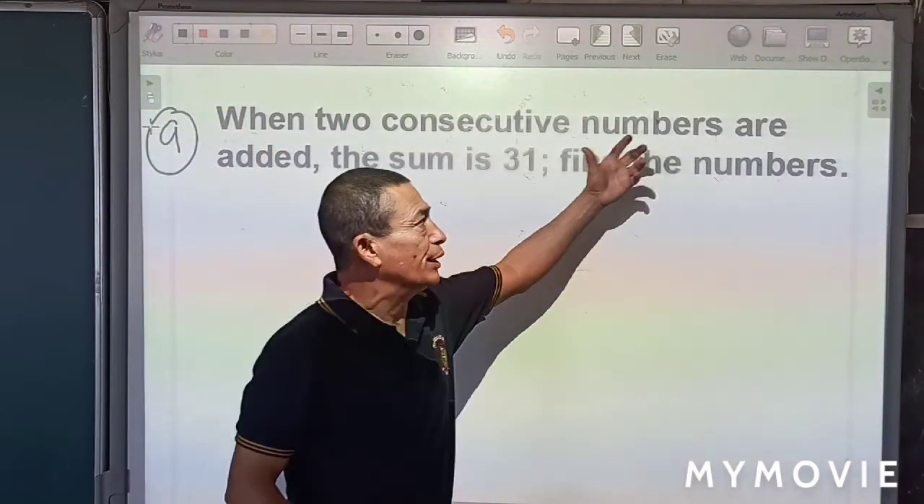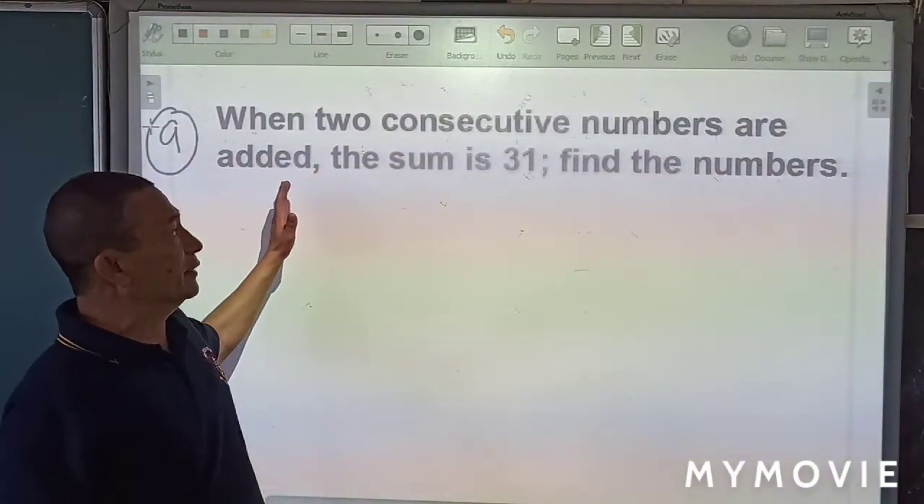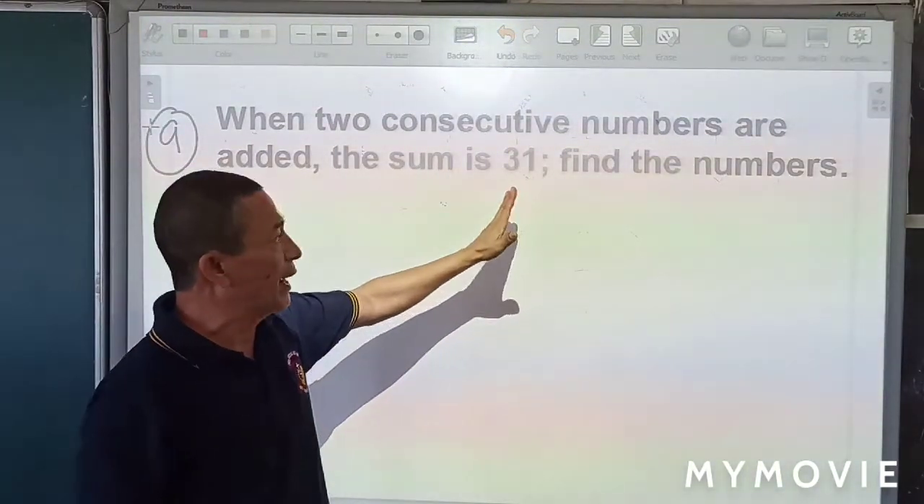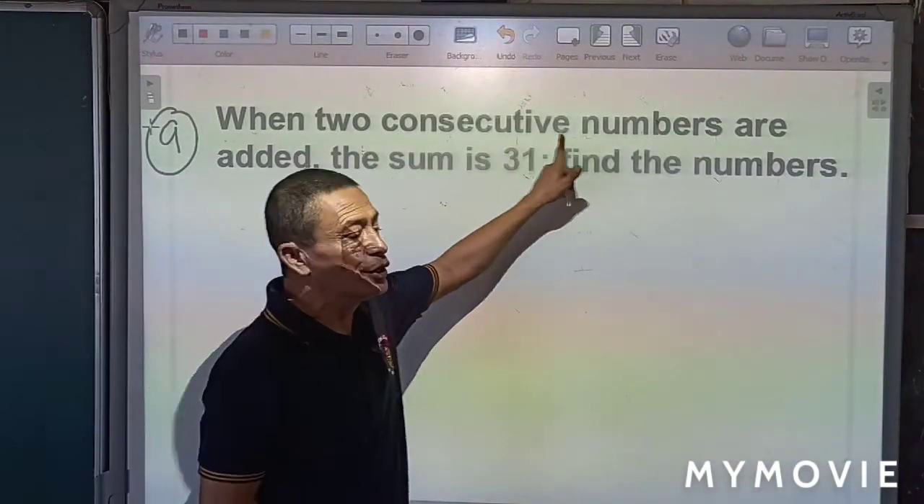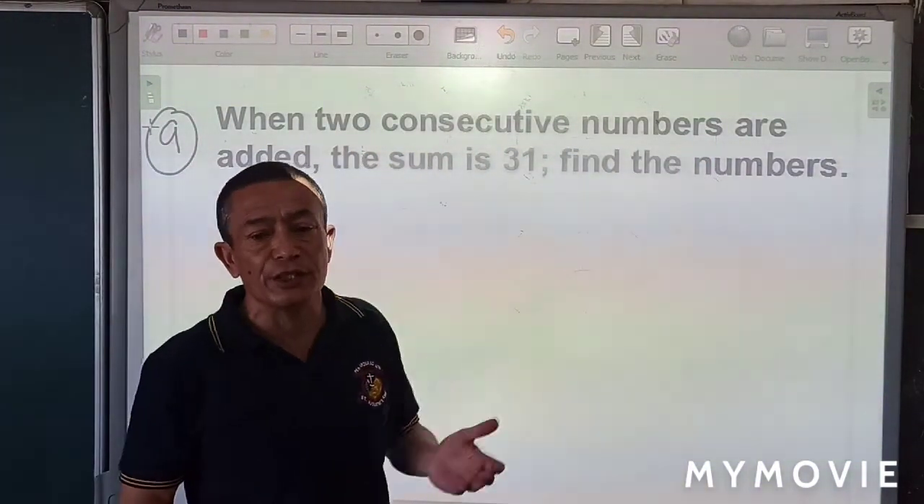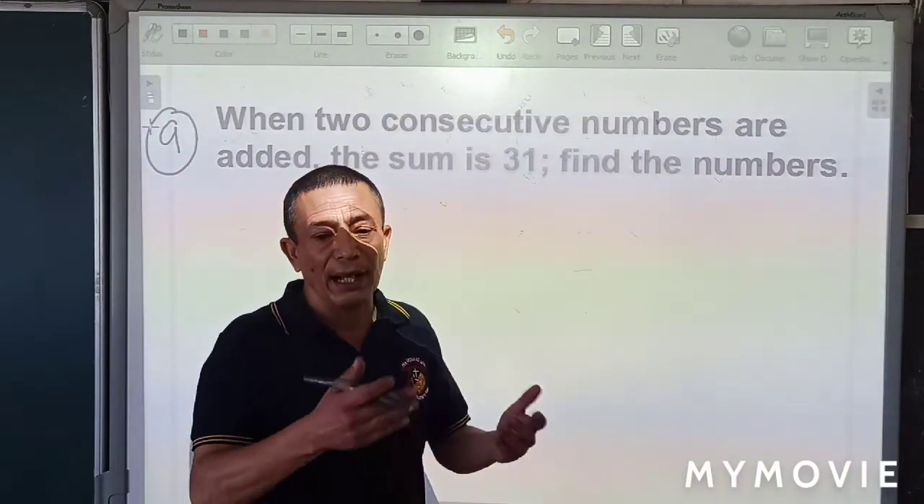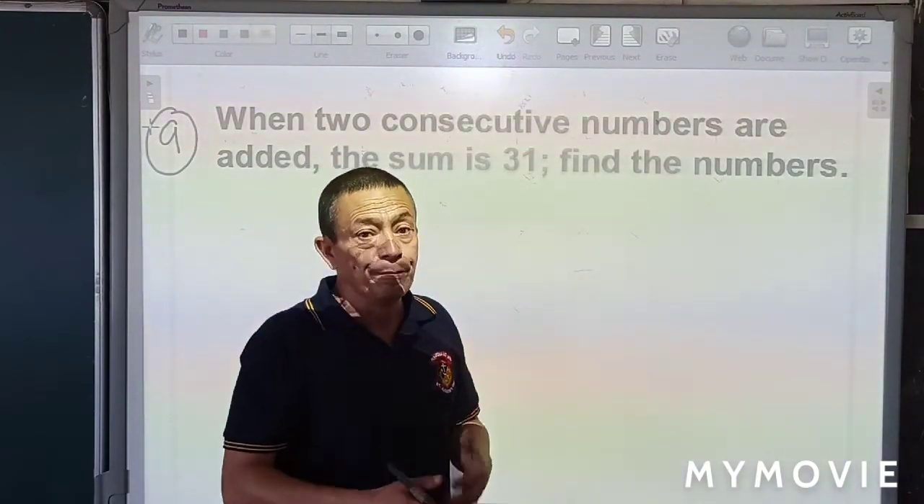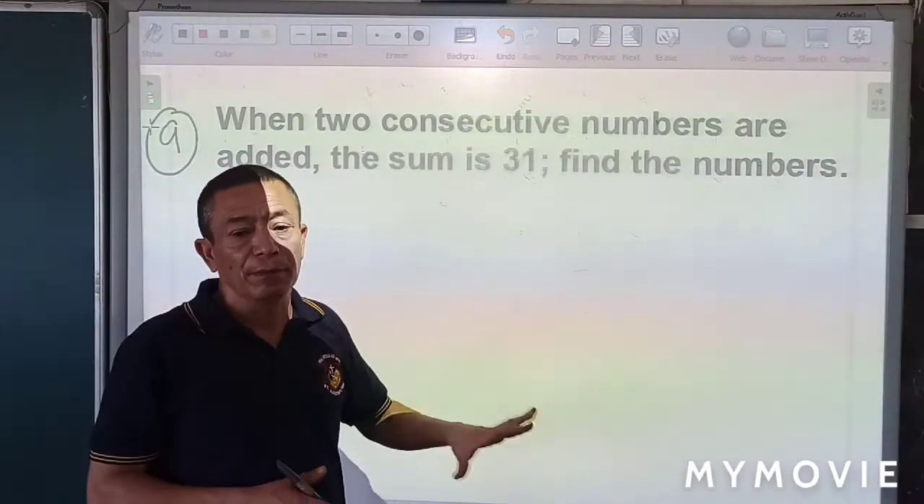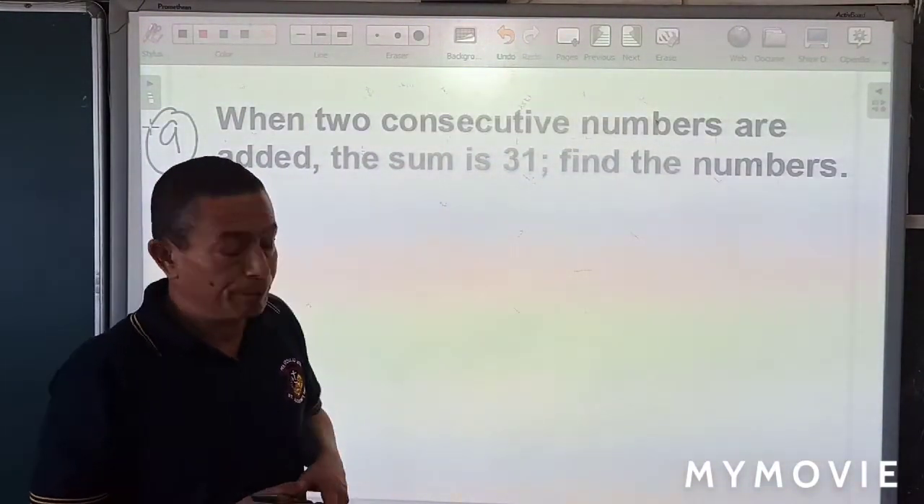When two consecutive numbers are added, the sum is 31. Find the numbers. Now they're talking about two consecutive numbers. Now when we say consecutive, it means coming one after the other. So 2 is being followed by 3. Now before we do the sum, let's get this concept.